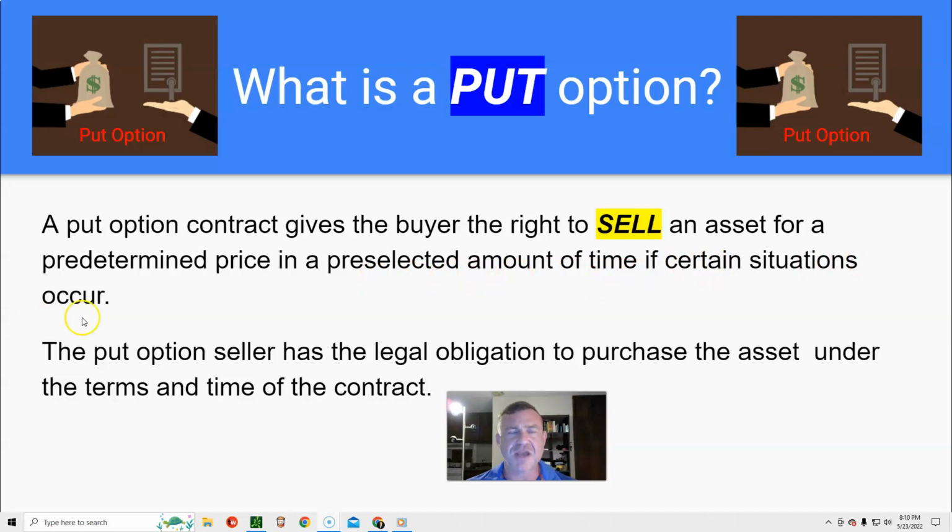The certain condition that might occur is if your stock goes below $4 and closes below $4 at the end of 30 days. The person that sold you the put option contract has the legal obligation to purchase your 100 shares of ABC stock at $4, regardless of whether the stock is trading at $2. That is what a put option was originally designed for. Now there are some other things you can do with it, but we're going to keep it simple. That is technically what a put option is.